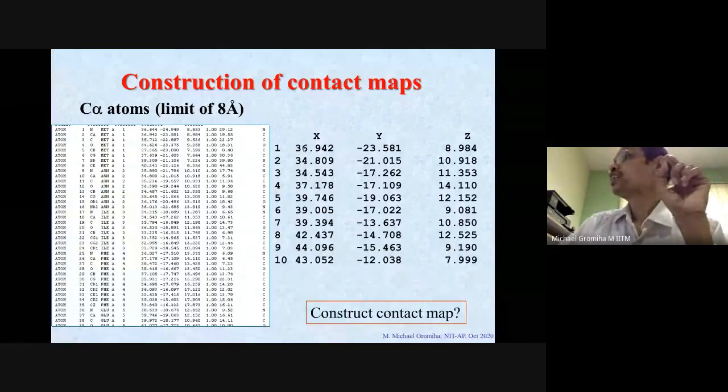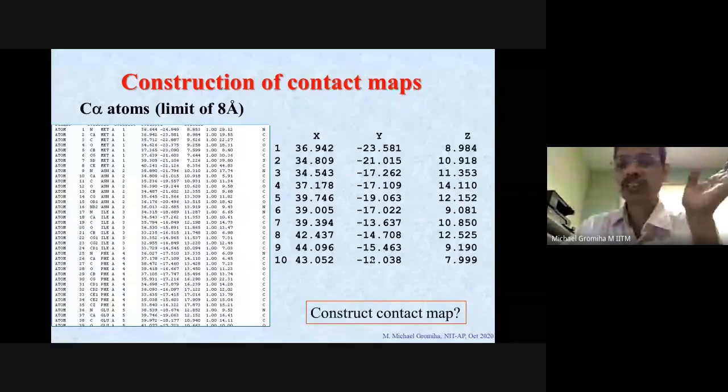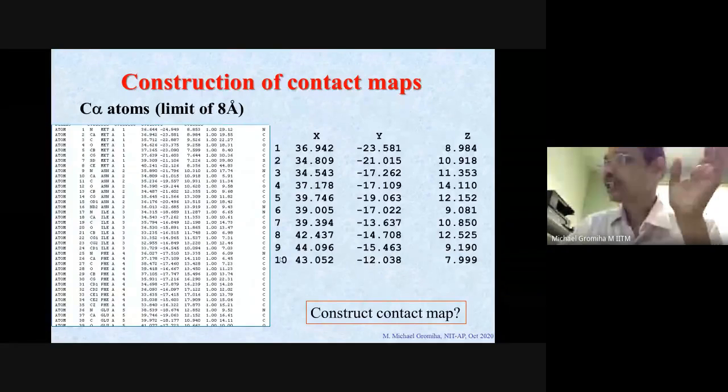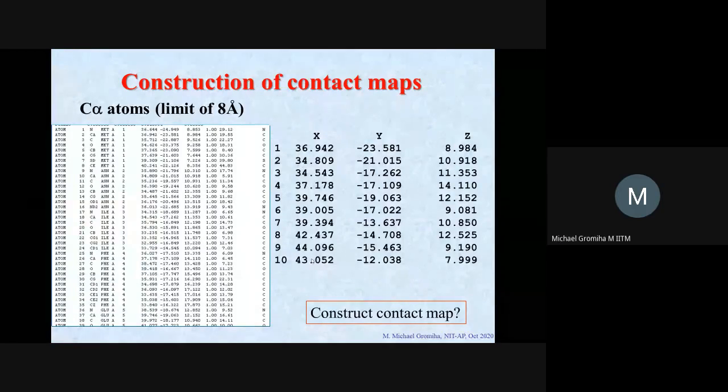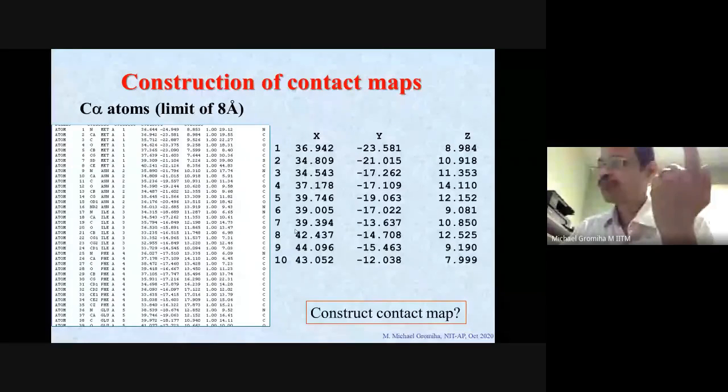Then take another example, 1 and 10. 36 minus 7, that is already 49. And 12 and 23, that is 12, that is 144. Anyway, it is more than 64, right? So here they are not in contact. 1 and 4, likewise, you have to do all combinations. If you do 1 and 2, no need to do 2 and 1, because that's the same. Then you can get the map.